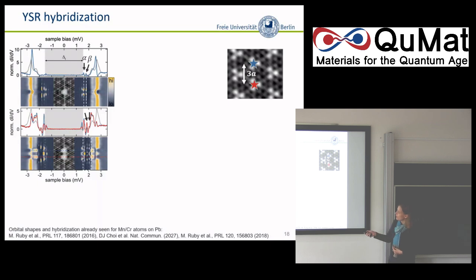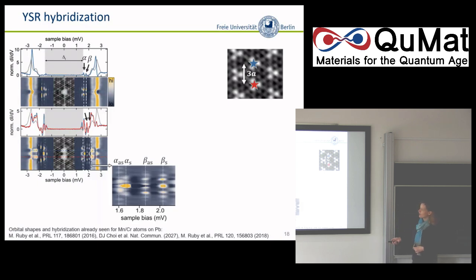But let me look more closely into this energy range here. So this is zoomed in. This is roughly the energy scale of where we have the alpha and the beta state of a single atom. And now we see, yes, you have twice the number of states, and they are different in their spatial extent.